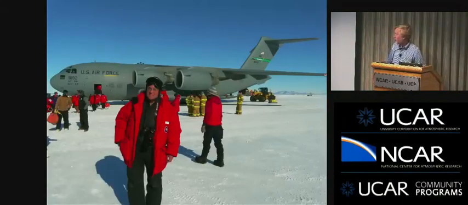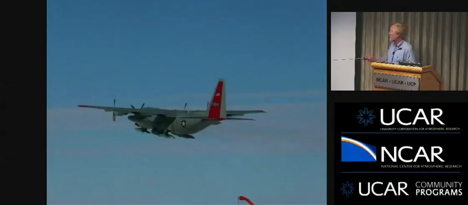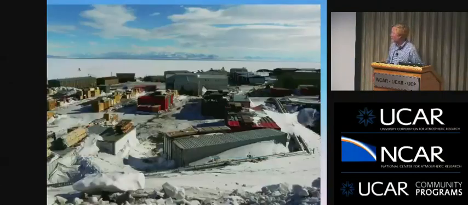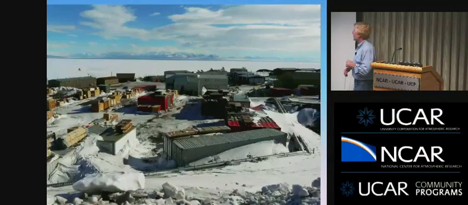You fly in, you actually land on, in this case, it's sea ice. It can also be glacier ice. And if you're lucky, you get on a plane and off you go to your field site. Okay, if you're unlucky, you go to McMurdo, which I think is kind of like Rock Springs, Wyoming. If you've ever been, those of you who have been to Rock Springs know, it's not the greatest place to be. Anyway, you try to get out as fast as possible.